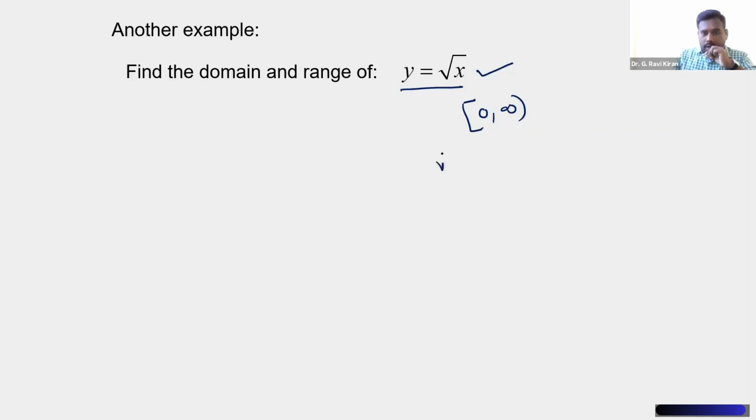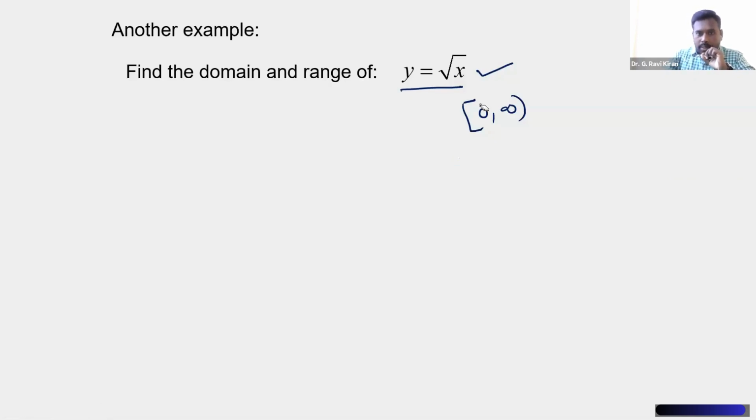You cannot calculate the square root of a negative number, isn't it? You will get complex numbers. I'm not discussing complex numbers here. When we define a function, we'll take only real values. So in that sense, I cannot take any negative number here. Therefore, the domain must be the set of all non-negative real numbers, as somebody said now.